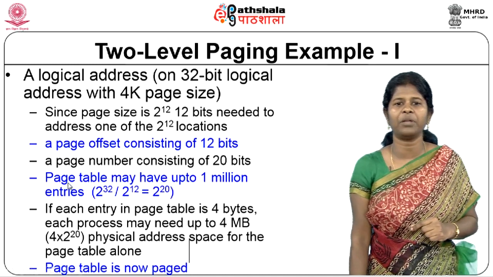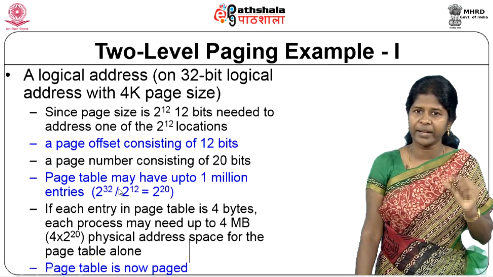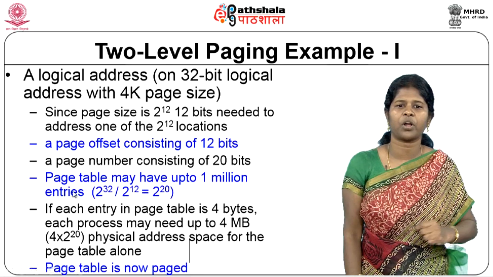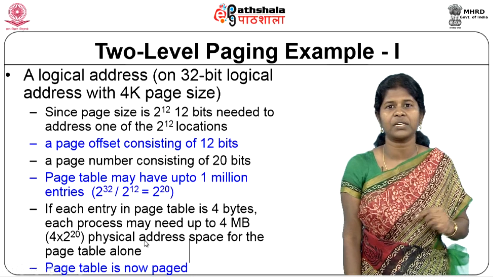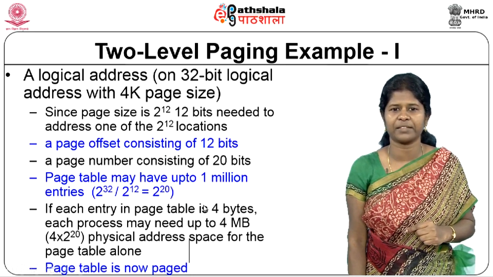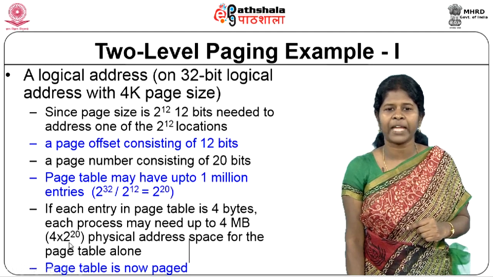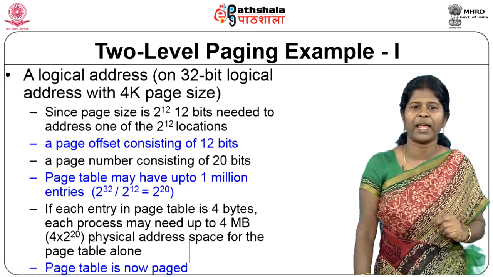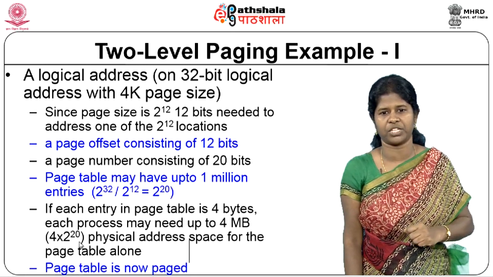So, the page table will have 2 power 20 entries. And if each entry in the page table is 4 bytes, then each process will need up to 4 megabytes of address space just for the page table. How? Each page table entry is 4 bytes and you will have 2 power 20 entries in the page table, and hence 4 into 2 power 20 should be the space that is occupied by the page table.